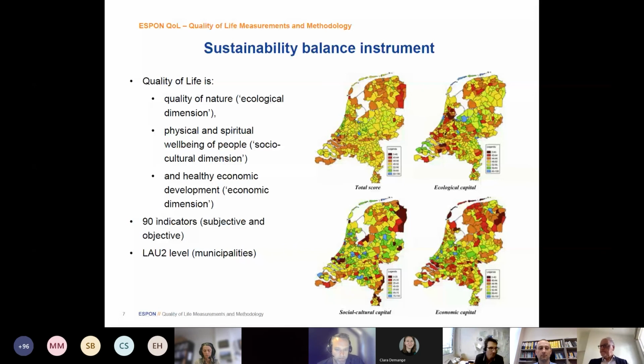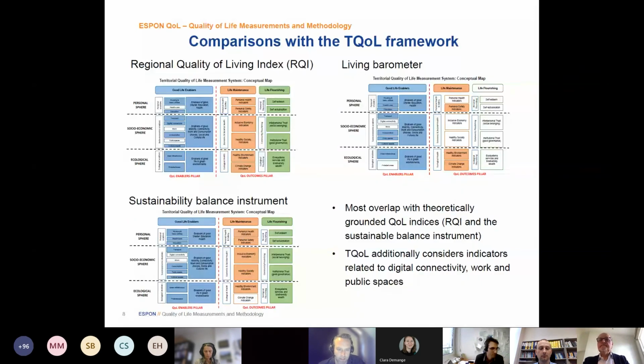Next slide, please. So what we did is, we basically compared the developed framework with these 3 existing indices and looked at overlap and also gaps. So what we found is that our territorial quality of life index is quite strongly theoretically grounded, and so it covers most of the aspects that have been included in these previous attempts, and more actually.